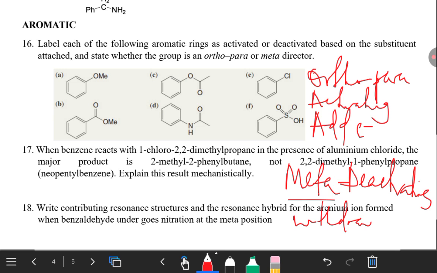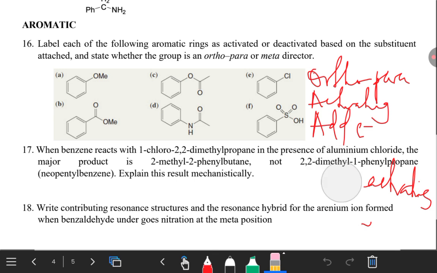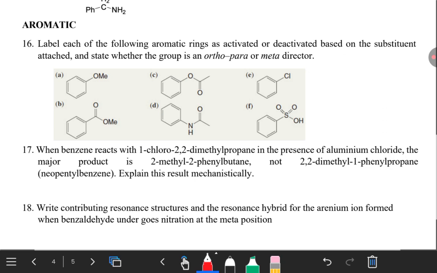With that understanding, now let's look at these questions. Let's start with the first one. You can see that we have a phenyl group attached to oxygen with a methyl. When you're considering Ortho-Para or meta directors, you just consider the element which is directly attached to the ring. That is what you need to consider.